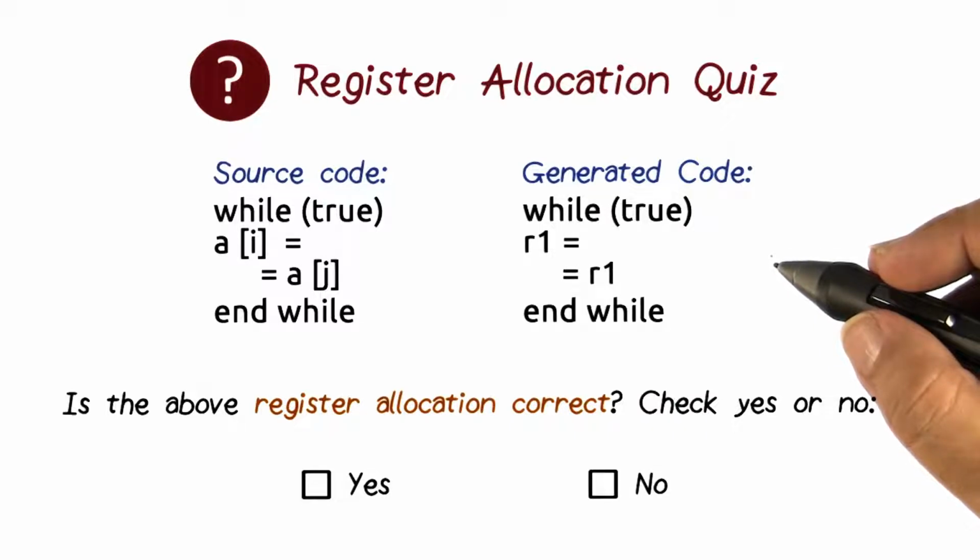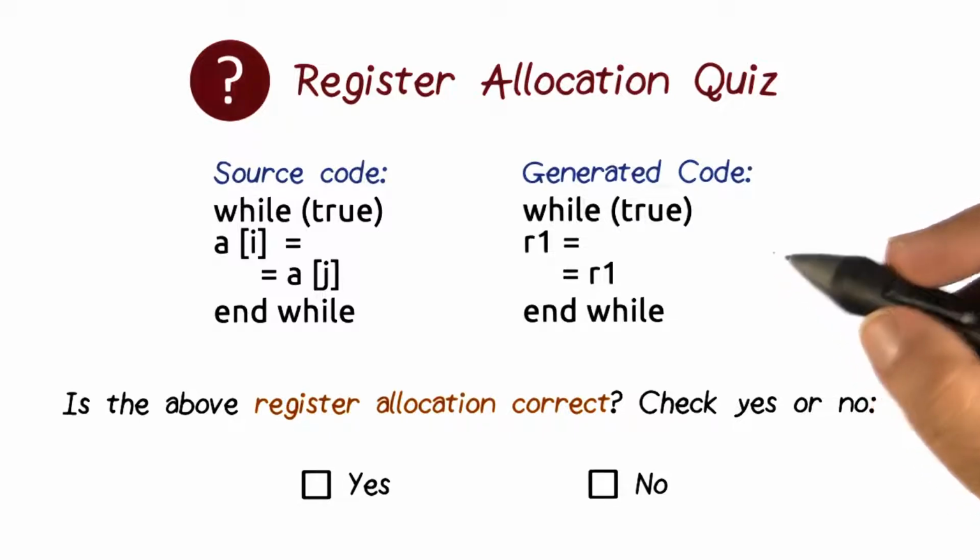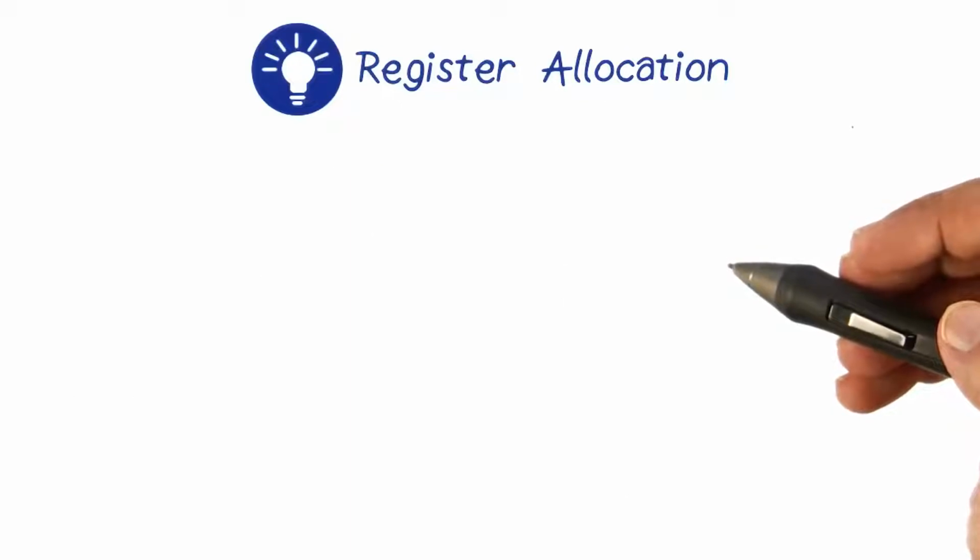The question that I have for you is: is the above register allocation correct? Check yes or no. Please go ahead and mark these answers now. So now let us understand how exactly we carry out the register allocation.